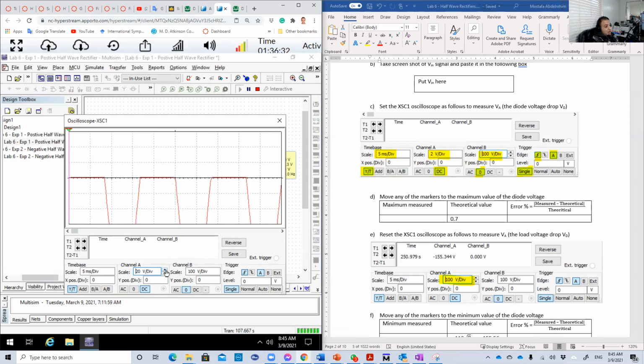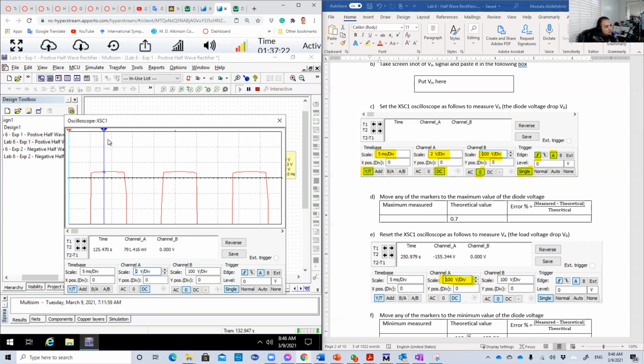Because if we keep it at 100, this part here, which is basically the clipping part of the positive half of the sine wave, is very small to see. We studied in the lecture that there is a clipping here at 0.7, and this 0.7 is very, very small compared to the minimum value here, which is minus 155, so you will not notice it. To make it clear, we're going to decrease the voltage per division to just 2. And now it's clear. Now this is the 0.7 that I'm telling you about.